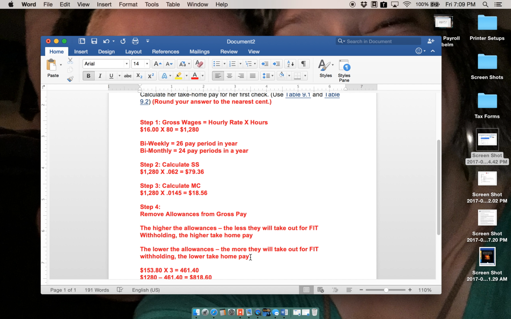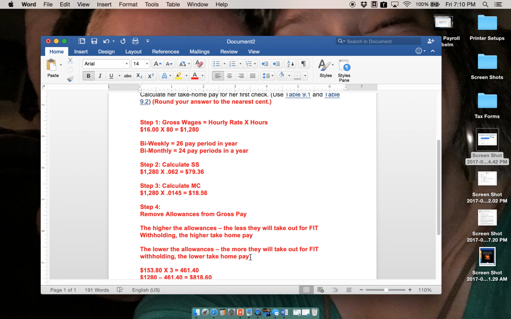Now let's take the reverse example, the lower the allowances. If it's just you that you're supporting, you most likely want to choose a 0 or a 1 at the very max on your W-4. That means that they're going to take out more federal income taxes, and so your weekly or biweekly take-home pay is going to be lower.